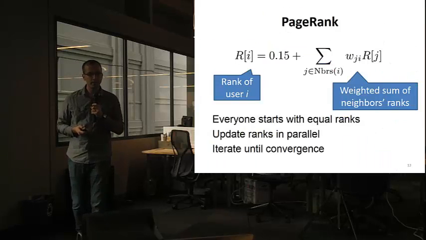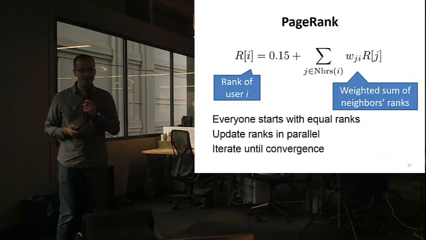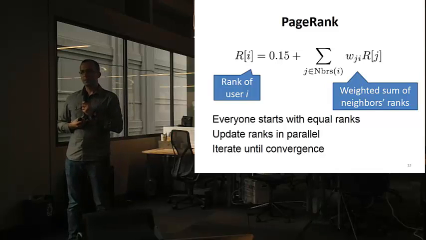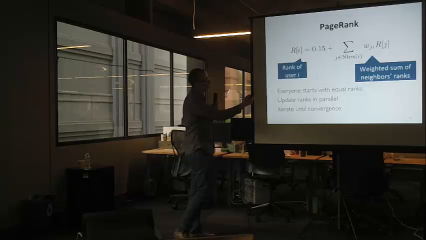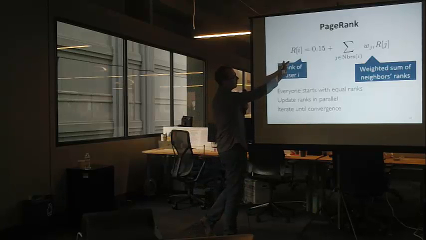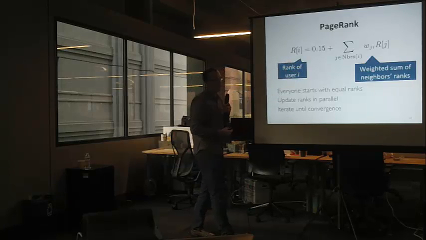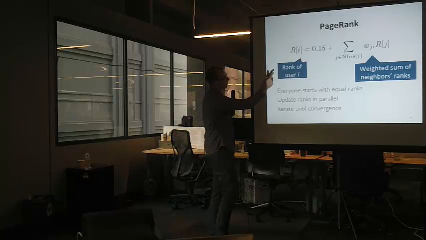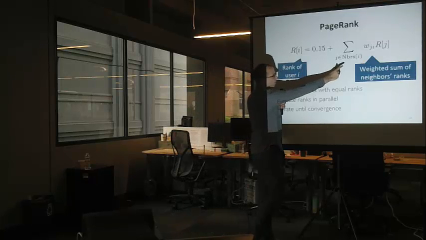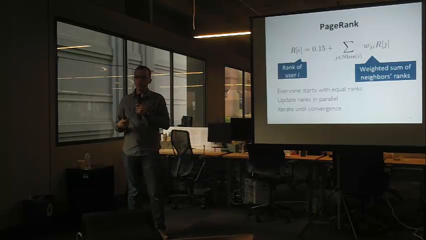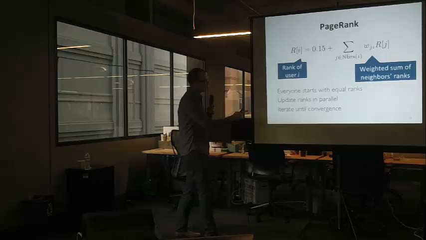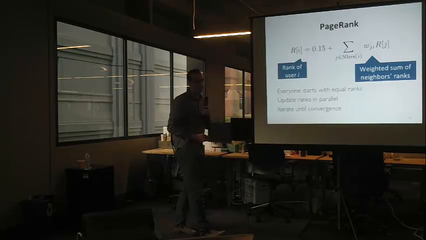Okay. And then of course, there's the classic algorithm everyone knows about, which is PageRank. Right? So algorithms like PageRank allow us to identify important individuals in a large graph or in a relationship network. And these algorithms have another very simple form that the rank or property of a user can be expressed as a function of the neighborhood of that user. So in this case, the rank of user I is simply a weighted sum of the ranks of its neighbors. And so this algorithm works by starting with every user having the same rank, and then updating these ranks in parallel, and then iterating this process until convergence.